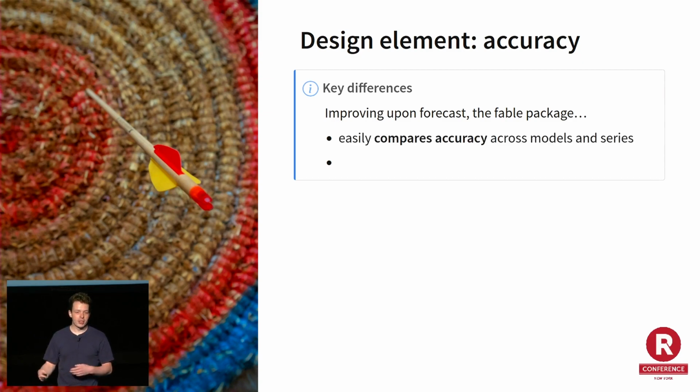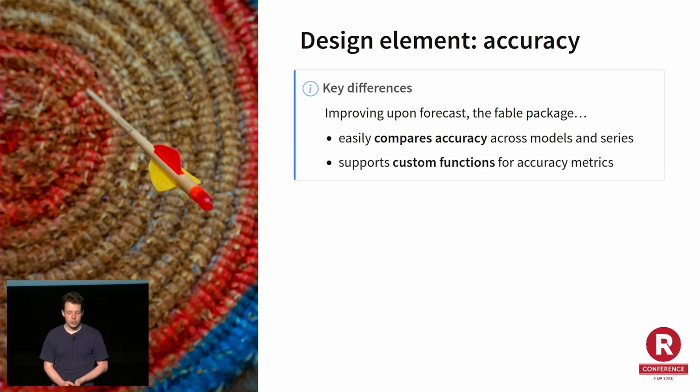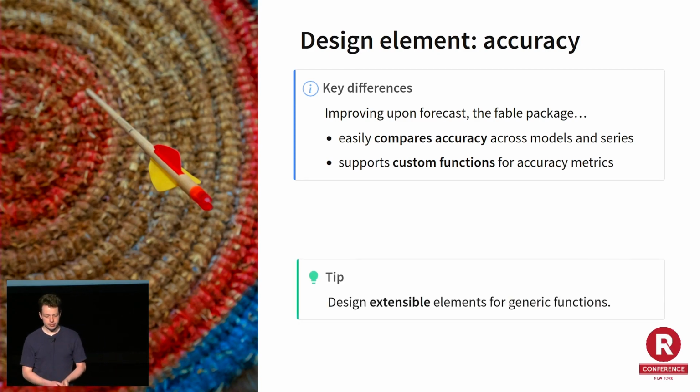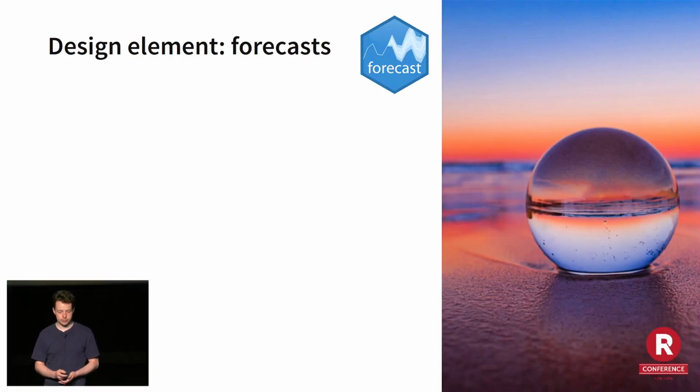So a couple tips from this, some key differences. The Fable package makes it a lot easier to compare across different models and across different time series. You can use the skills that you already have with the Tidyverse. It also supports custom functions for accuracy metrics. So if you have a specific KPI or a specific scoring rule that you like to use, you can bring that with you. So the tip that I'd like to give you for this element is to design extensible components, not just for other packages to make extensions like ggplot extensions that we all love, but also users. Try to design simple extension approaches that users can build upon.